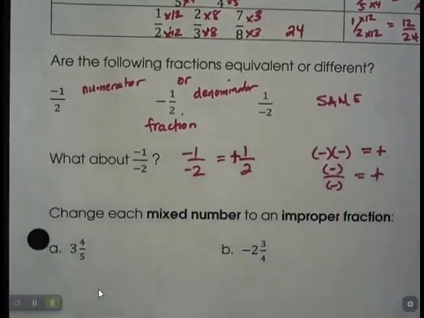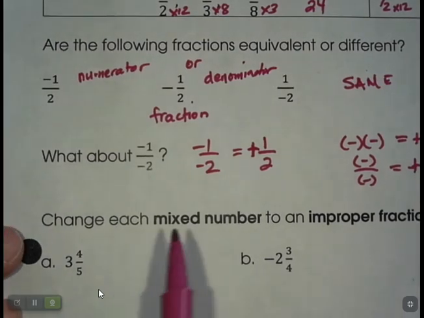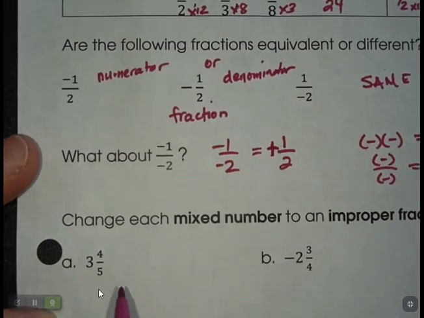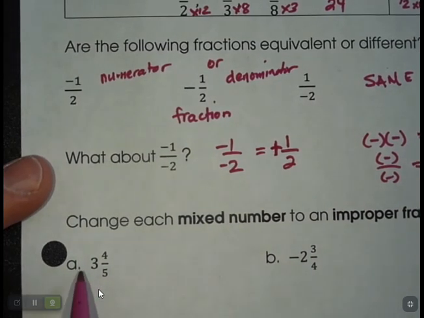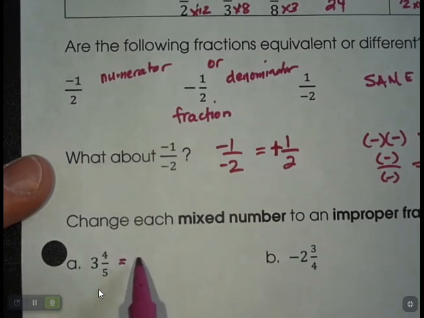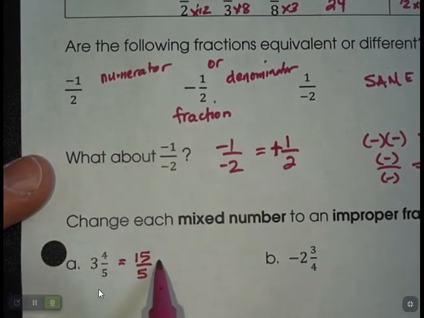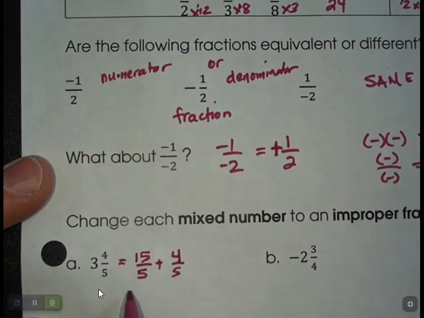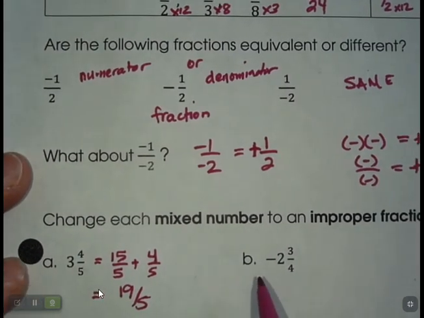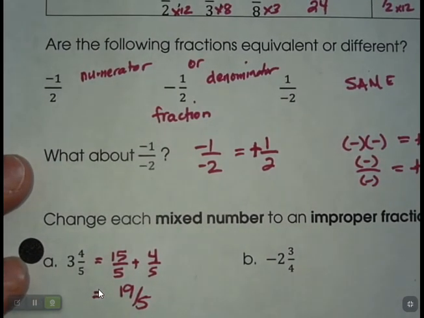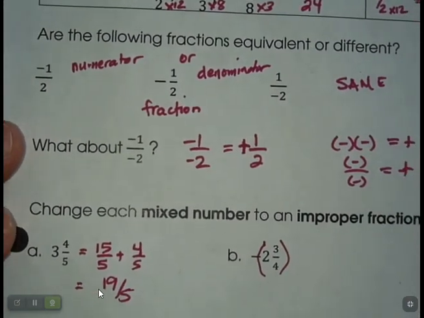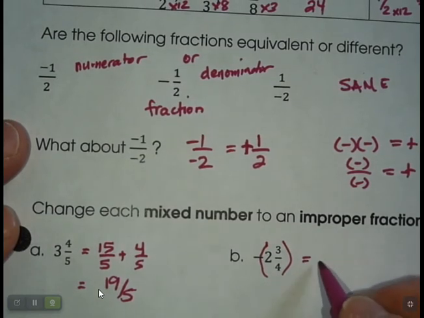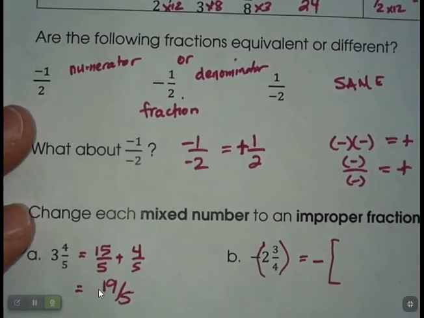We did this one a little bit different. We did this in the last lesson. The idea there, change a mixed number to an improper fraction. What this is saying is I have 3 groups of 5. So that means there's 15 fifths plus another 4 fifths. I could say that's 19 over 5. Okay. Here I have negative 2 groups and 3/4. That just means the whole fraction is negative. So whatever the result we get is still going to be a negative number.